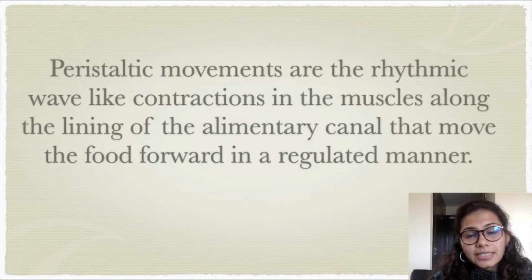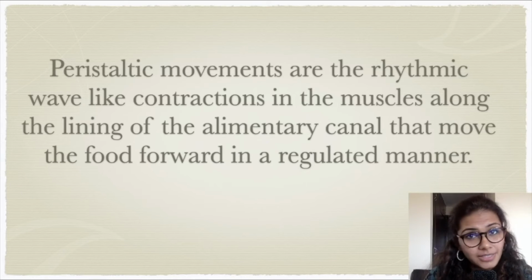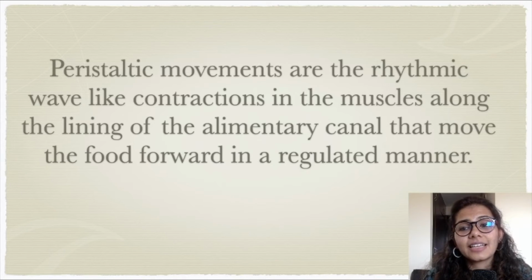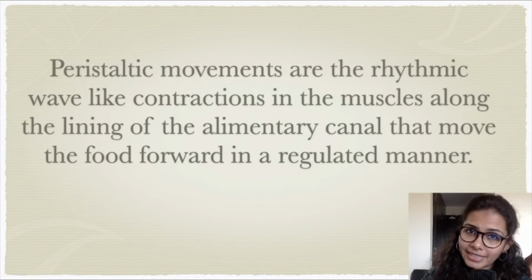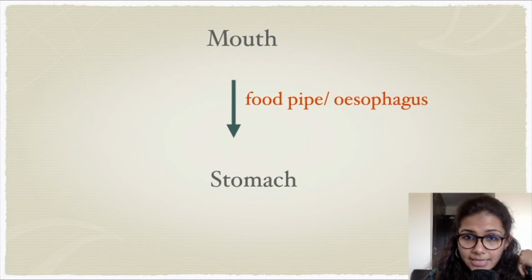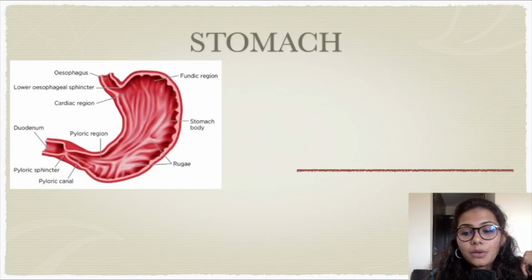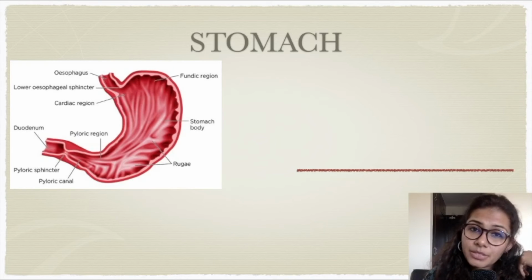So let's try to define it in one single sentence. They are the rhythmic wave-like contractions wherein the muscles along the lining of the alimentary canal function to move the food forward in a regulated manner, which helps the food to get digested efficiently in each part, right? From the mouth, the food has to reach the stomach, and it does that through the food pipe or esophagus, right? Now, the stomach looks like this, right? So when it comes to the stomach, what exactly happens to it?